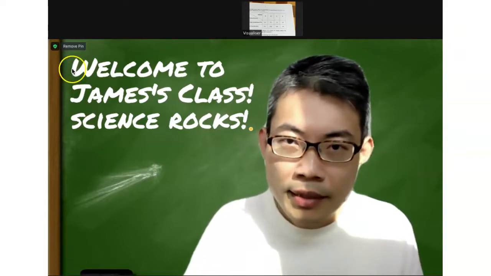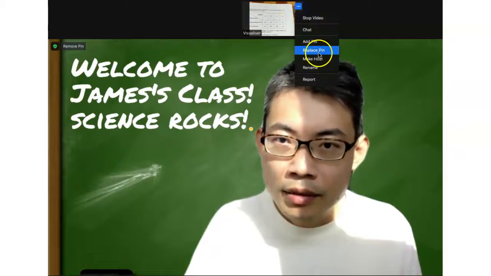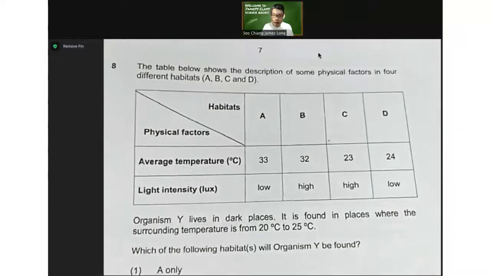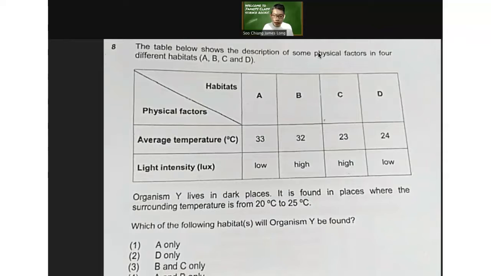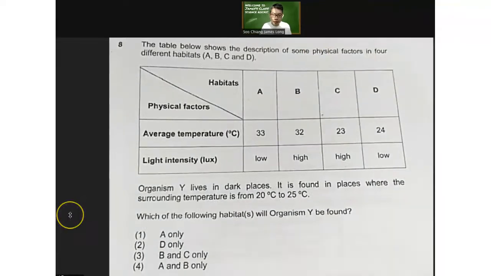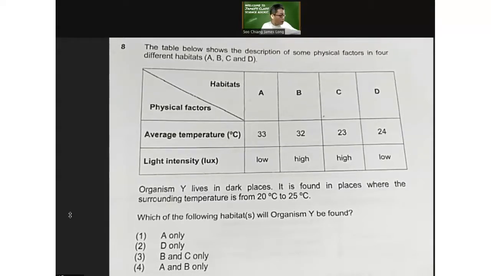Welcome back. So let's get started on this. Let's begin with question 8. Pause it and try it. Alright, let's start. The table shows a description of some physical factors in 4 different habitats, A, B, C, and D. Now, I hope you got it right because all of you got it right the first time round when you did it in the mid-year exam, so you should be able to get everything right this time.